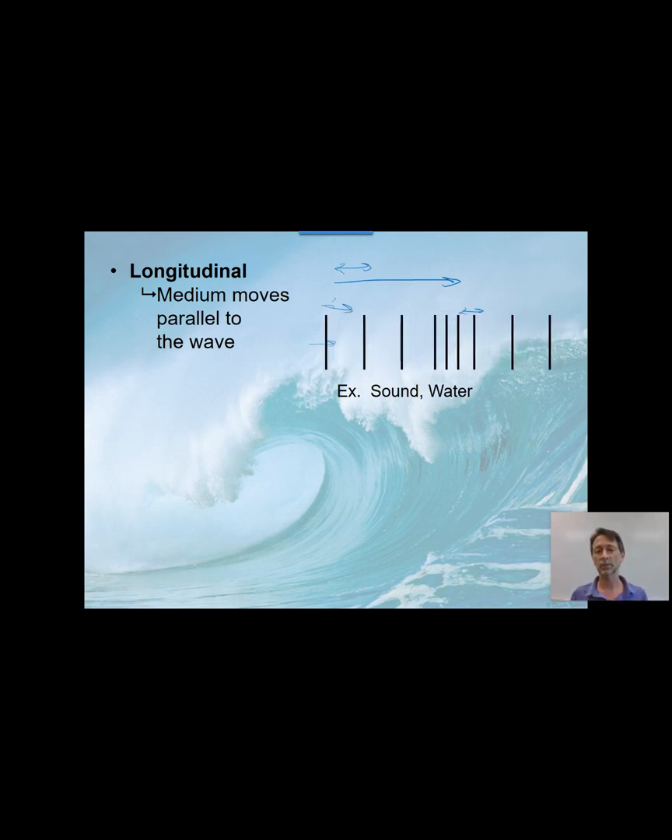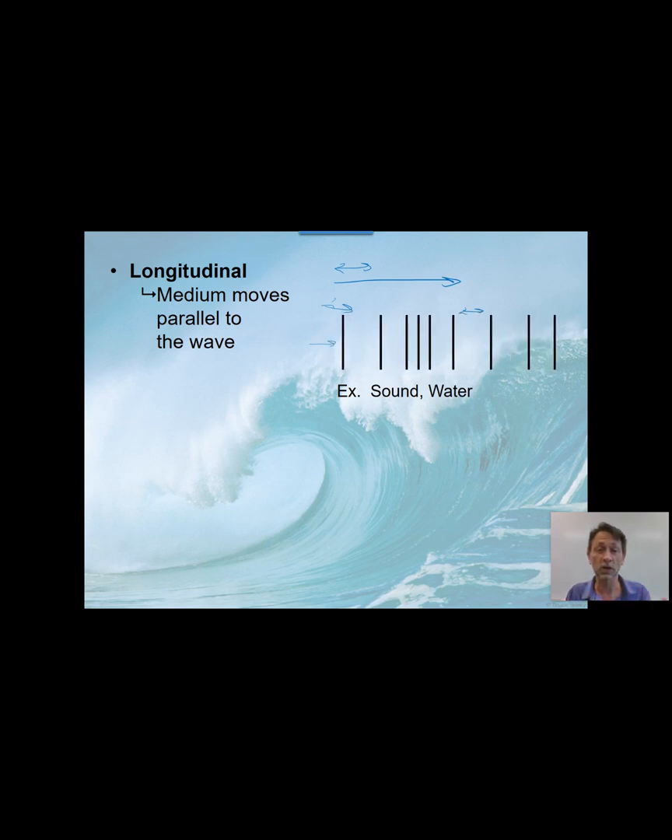And some examples of that would be water waves can also do that. Like if you're sitting in the tub and you push on the water, then that creates a longitudinal wave. And sound waves are longitudinal waves. So as I'm talking, my vocal cords are vibrating and pushing on the air all the way out of my mouth, all the way to the speaker.